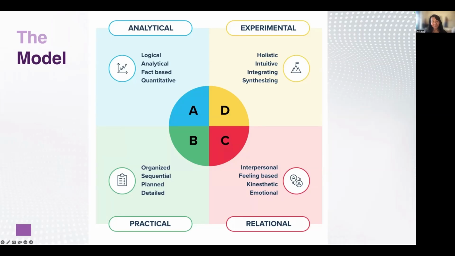Now, like all of these models, I think no one sits 100% in one quadrant. And you probably can identify all of those in yourself.